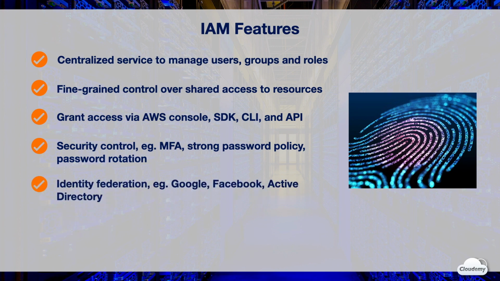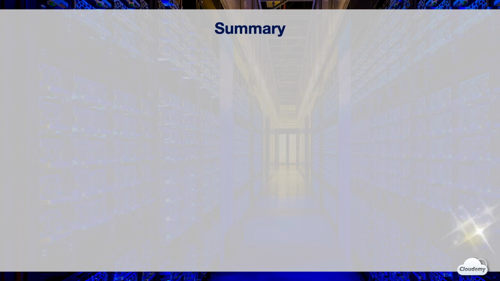IAM also provides the identity federation that lets users access AWS with third-party credentials, such as Google, Facebook, or Active Directory. IAM enables you to grant temporary access with security tokens to your users or apps. For instance, with the security token, users of your mobile apps can temporarily access files stored in S3, without AWS username and password. In this episode, we've learned basic concepts of AWS IAM.